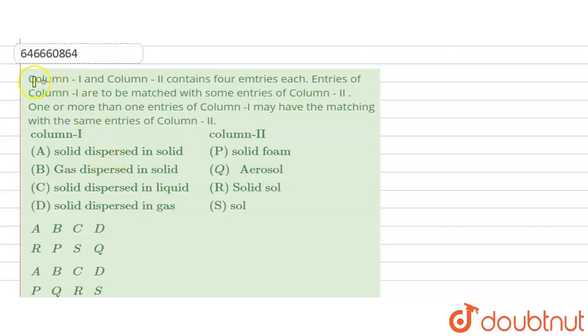Hi everyone, let's take a question. Here we are given that column 1 and column 2 contain 4 entries. We have to match column 1 with column 2. They can also have matching with the same entries of column 2, one or more than one. So here we have column 1 and here we have column 2.